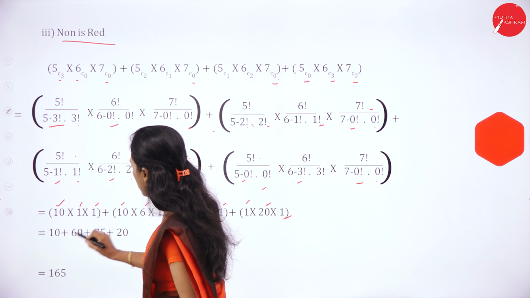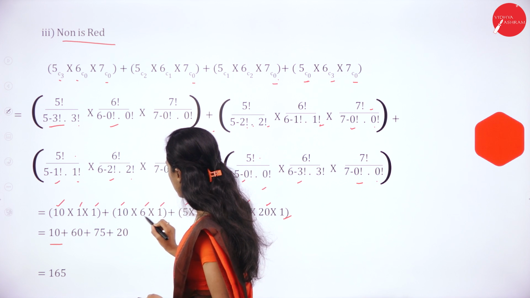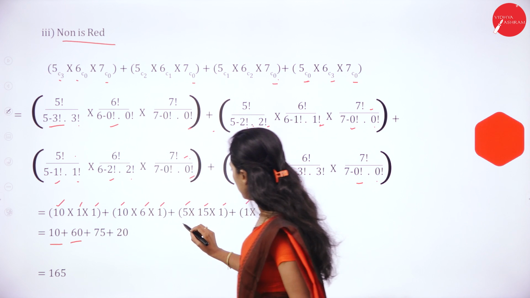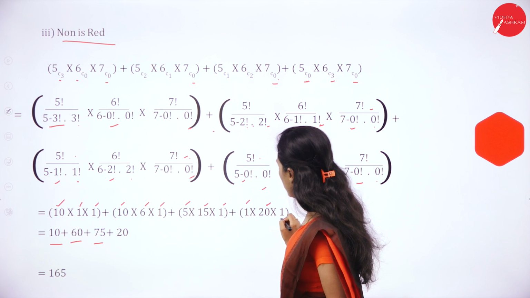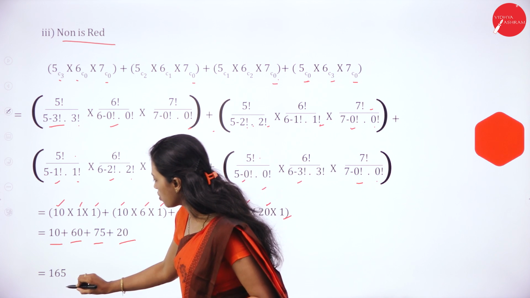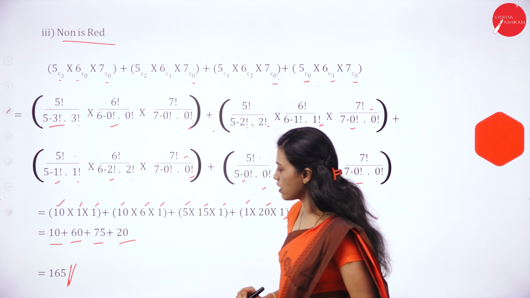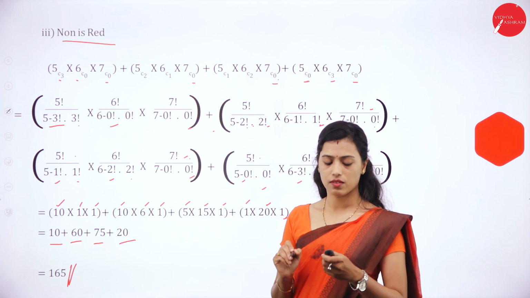So 10 into 1 into 1 is 10. 10 into 6 into 1 is 60. 5 into 15 into 1 is 75. 1 into 20 into 1 is 20. Totally we have 165 ways.